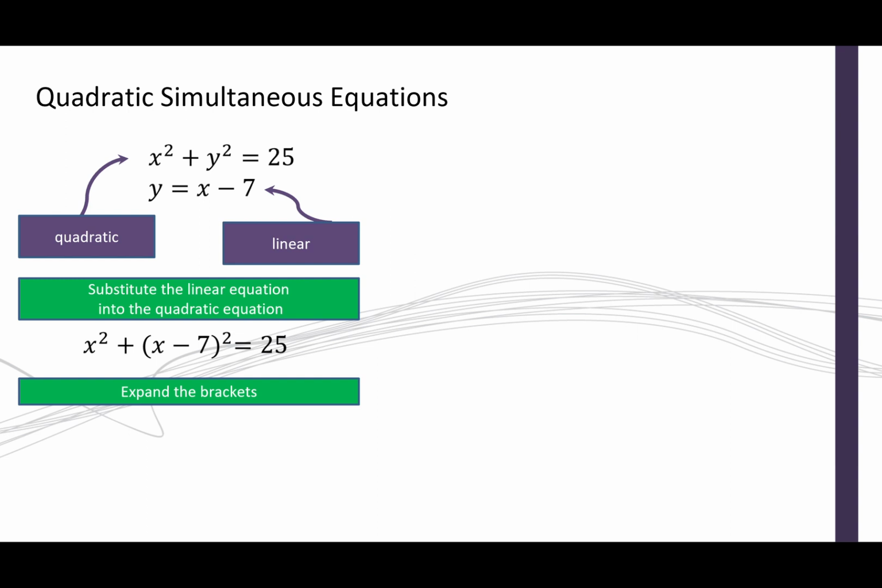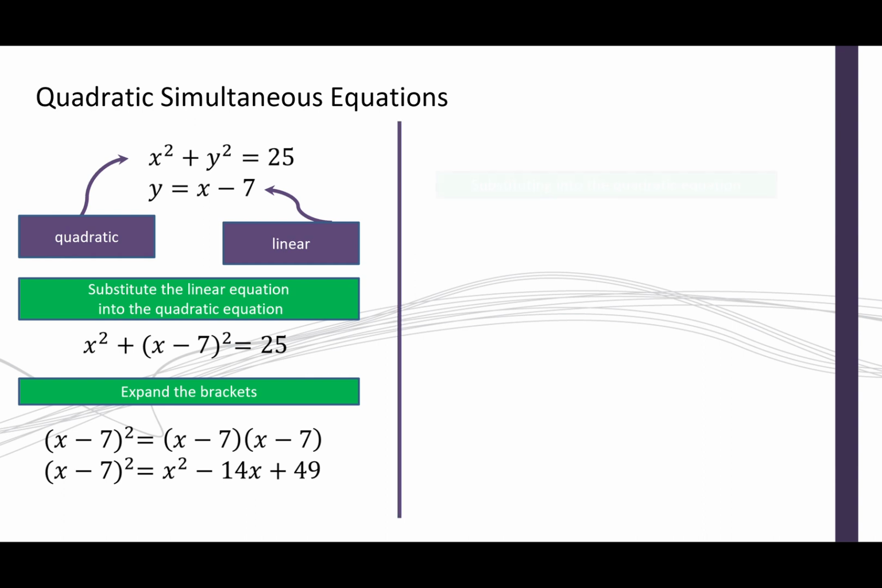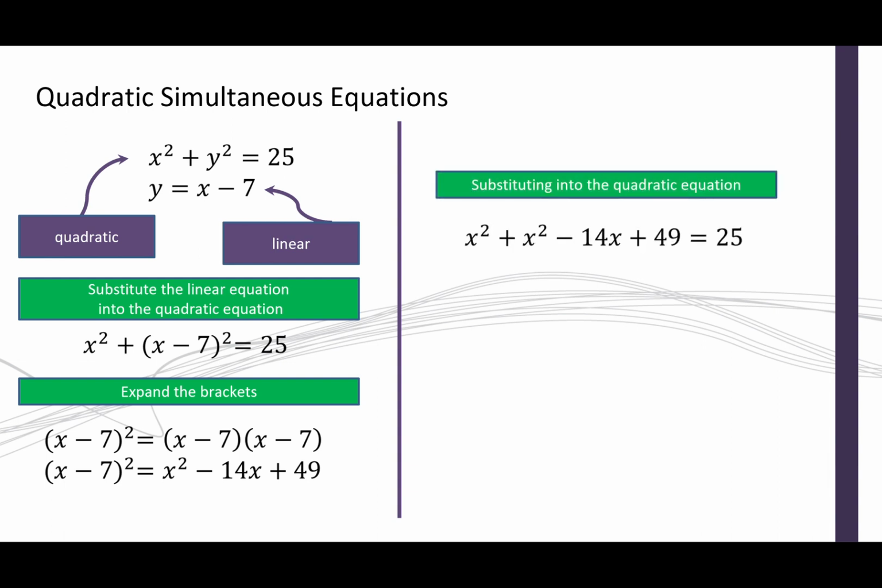The first thing I'm going to multiply out is my (x minus 7) squared. Okay, let's do that separately. (x minus 7) squared is the same as writing (x minus 7) times (x minus 7). Multiplying out these brackets gives us x squared minus 14x plus 49. Putting that into our equation, we get x squared plus x squared minus 14x plus 49 is equal to 25.